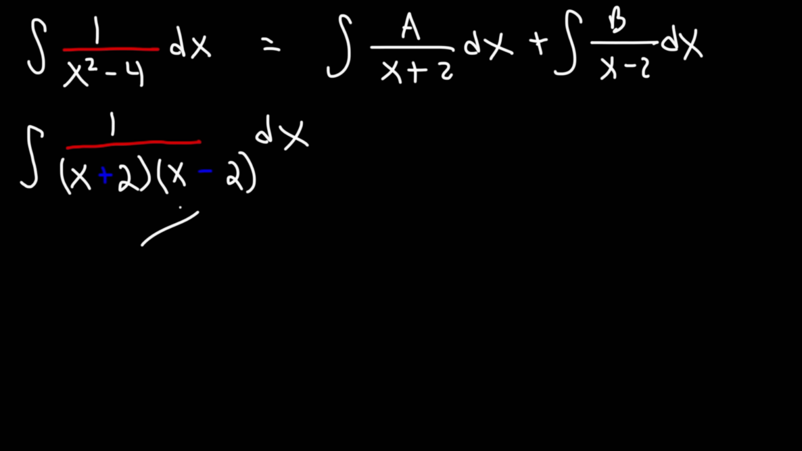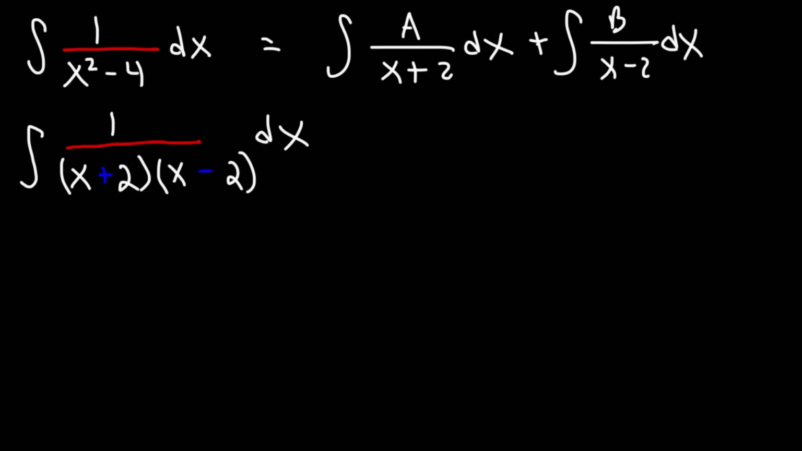If we had a quadratic factor, let's say, for instance, x squared plus 8, instead of putting a constant like a or b, we would put a linear factor, ax plus b, or like bx plus c, if we had a quadratic factor on the bottom.